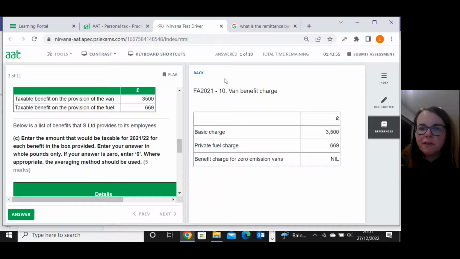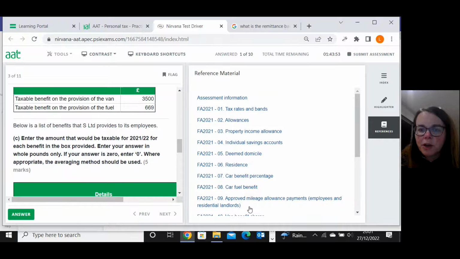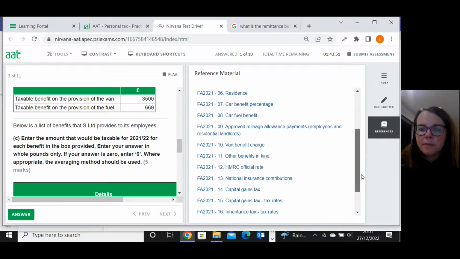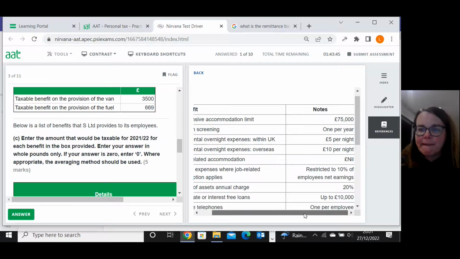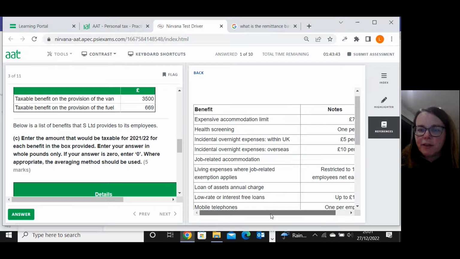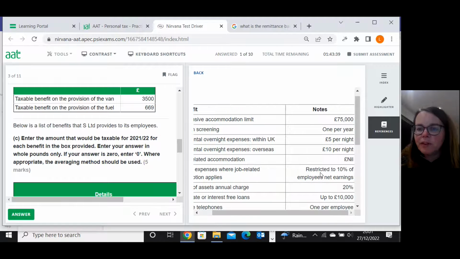Just having a quick look in the reference material to show you other benefits. We've got that 75,000 there. Job related, here we are, living expenses. It tells us that that's restricted to 10% of the net earnings.